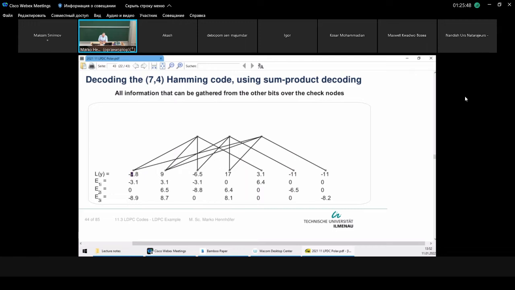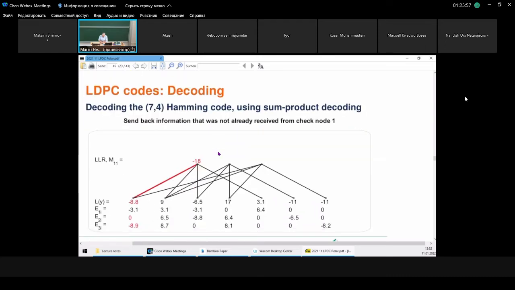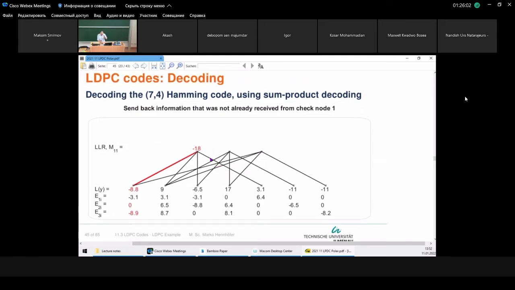Okay, so we end up with information from the observation and 3 parts for the 3 check nodes. Then the next question is, what is being sent back? So how do we continue with our iteration? From bit node 1, of course, we also send back some information to check node 1 at the end.